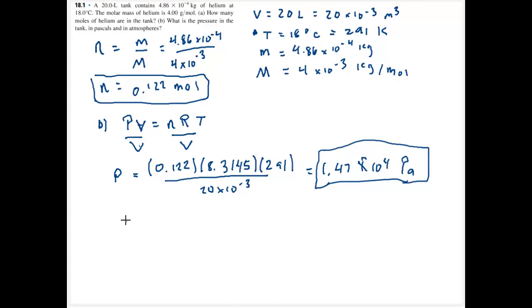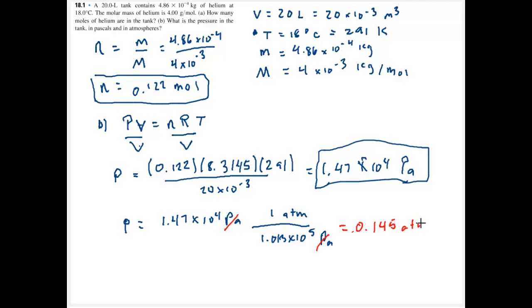We're also asked to convert that from pascals to atmosphere. So we're going to take 1.47 times 10 to the 4th pascals, and we know that 1 atmosphere is going to be 1.013 times 10 to the 5th pascals. So the pascals are going to cancel each other out. We're going to get 0.145 atmosphere.